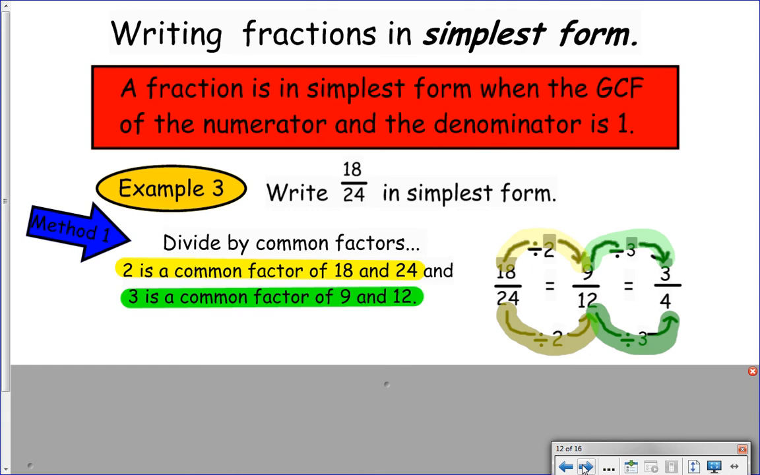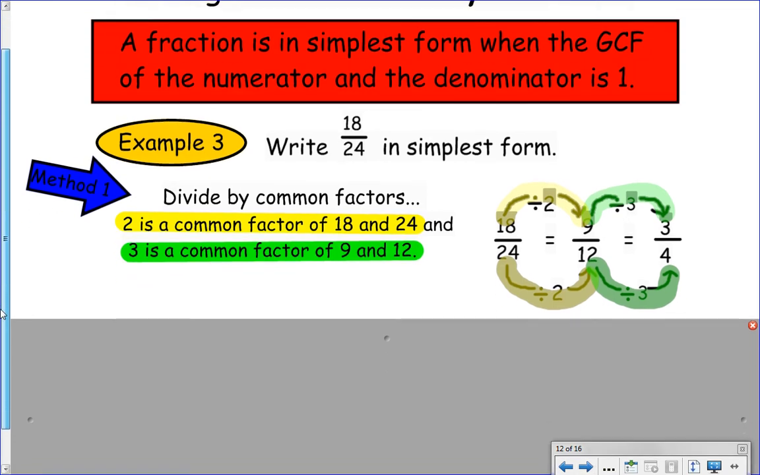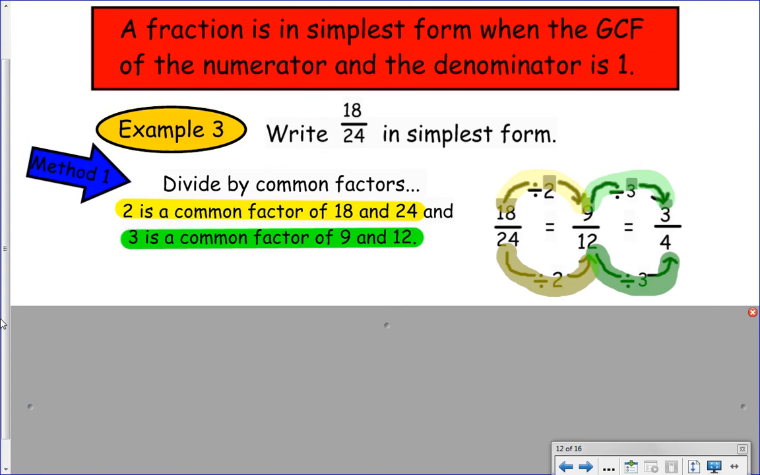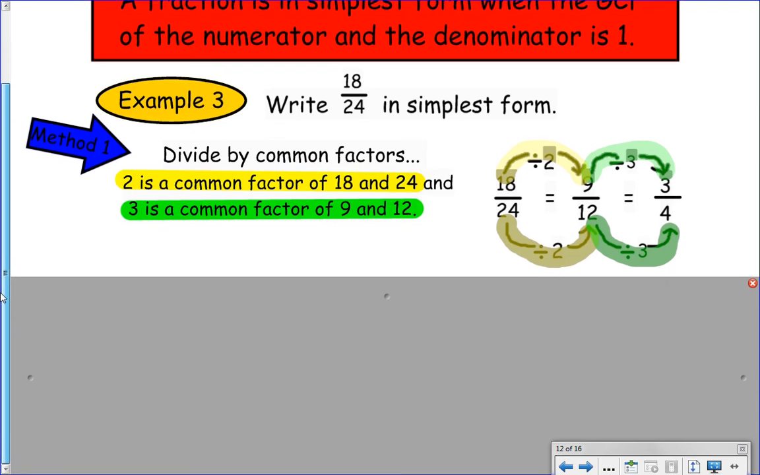Okay, so now that we have gotten equivalent fractions, we also need to know how to write fractions in simplest form, which is basically taking a big fraction and dividing it down until I can't divide it anymore. So if we have 18/24 and I need to divide it until I can't divide it anymore to get the simplest form, you're going to divide by common factors.